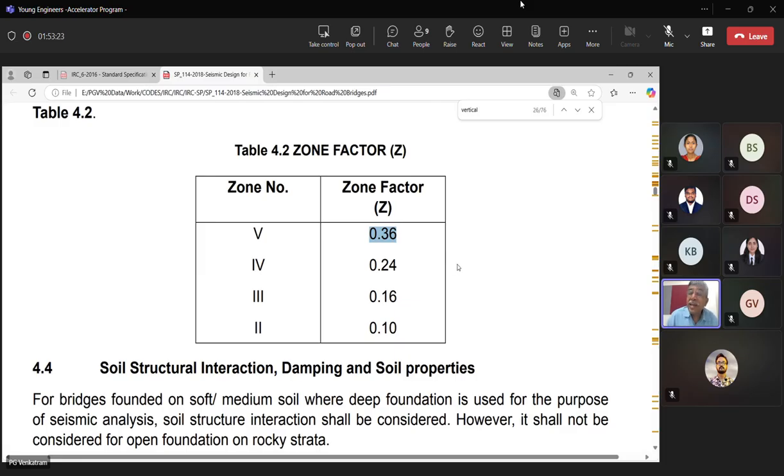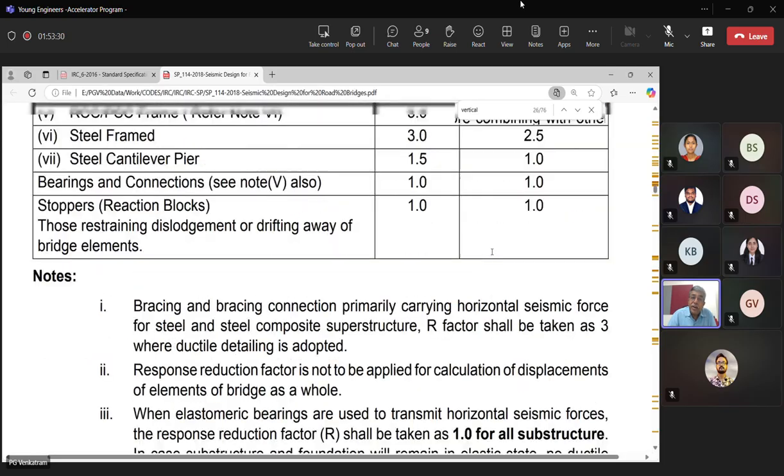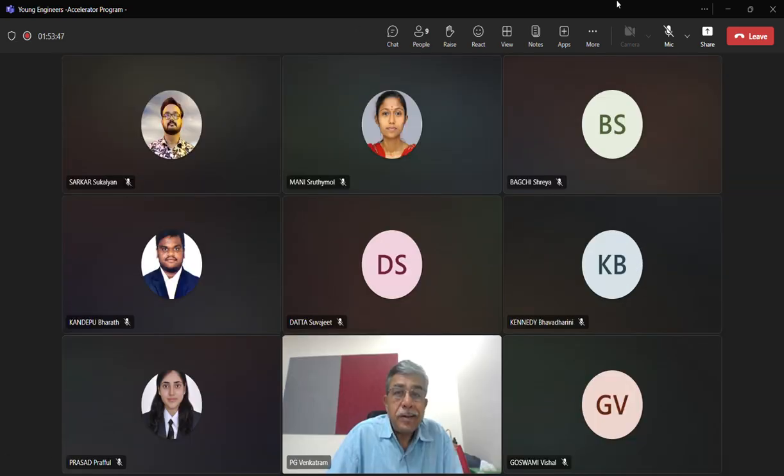They are not telling you to calculate for horizontal and multiply it by 2/3. No, that is not what the code is telling you. It says calculate in the vertical direction itself, but take the zone factor to be 2/3 of that for horizontal motion. I hope the confusion is cleared now. Okay. All right.